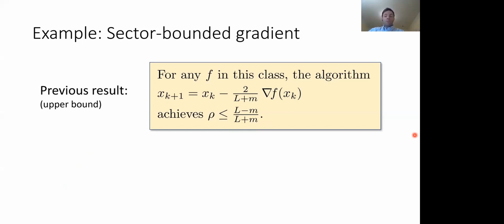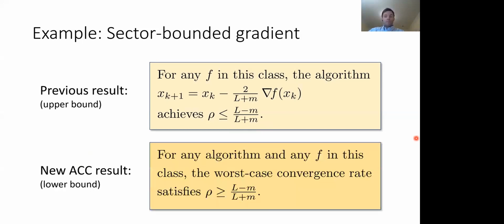If we apply the new result from our ACC paper, we get a result that holds for any algorithm with arbitrary but finite memory. The new result is a lower bound that says that the worst case convergence rate is no faster than this. These two results together prove that gradient descent is in fact optimal for this function class.